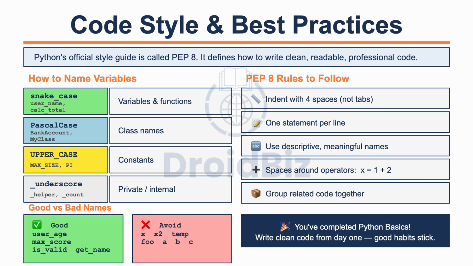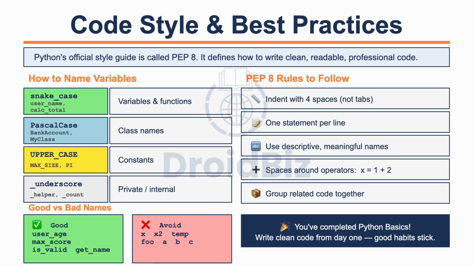Let us start with naming styles. There are 4 common conventions in Python. The first is snake case, all lowercase letters with words separated by underscores. For example, user_name or calc_total. This is what you use for variables and functions.